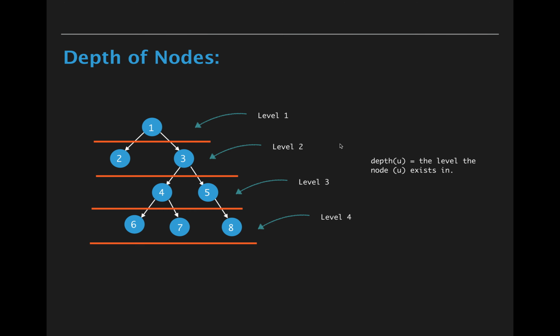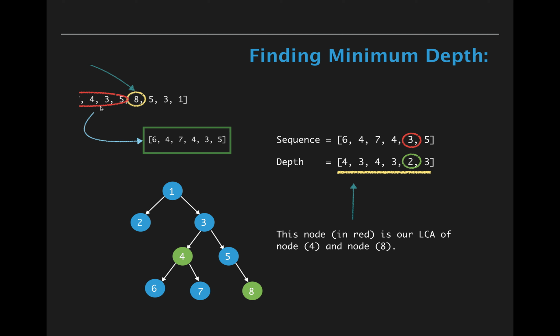Using this, before, we computed the sequence between those two nodes in the Euler tour. So that sequence is 6, 4, 7, 4, 3, 5. We write that sequence over here, and each value in the sequence is actually a node in the tree, because that's what we computed in the Euler Tour. So for each node, we want to compute the depth, the level in which that node exists. For example, node 6 exists in level 4, so we write 4. Node 4 exists in level 3, 1, 2, 3, so we add 3 to the depth. The same applies for all other nodes in our sequence.